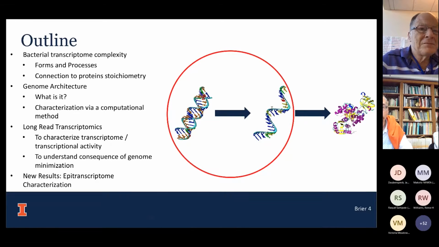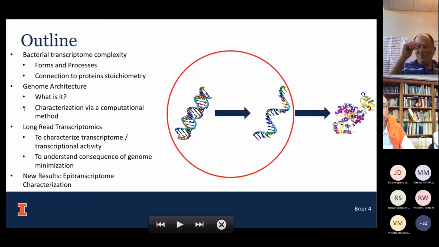For the outline of my talk, I will be discussing the bacterial transcriptome and its complexity, what I mean by that, and how that relates to protein stoichiometry. I'll get into this idea of genome architecture, what I mean by that, and ways to characterize it. Then I'll get into some experimental data of long-read transcriptomics that we use in conjunction with the computational method. And at the end, I'll get into a tangential experiment or work that's being done looking at the epitranscriptome.